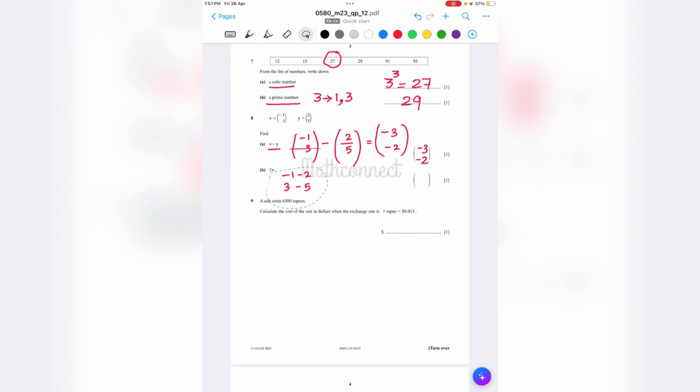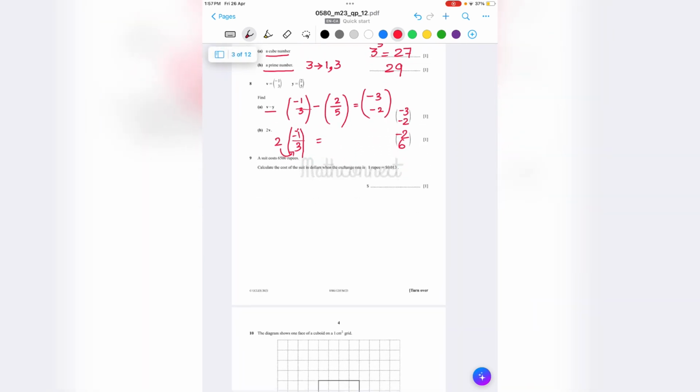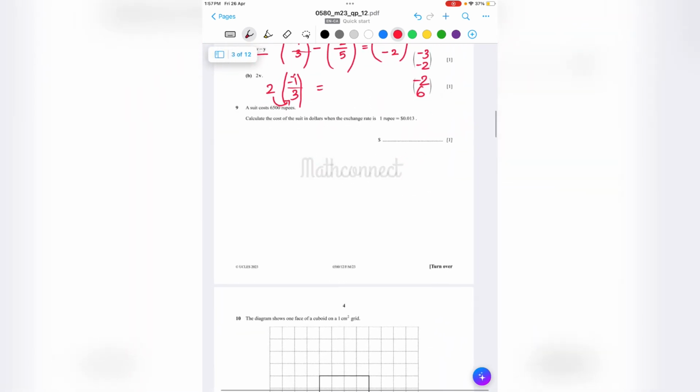Let's move to 2v. So what we are going to do here is scalar multiplication, that is to the vector v, I'm going to multiply 2. So each of the element in v should be multiplied with 2. So 2 times minus 1 would be minus 2, and 2 times 3 would be 6. So this is your answer. Let's move to question number 9.